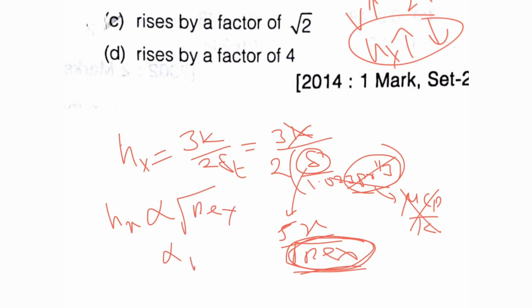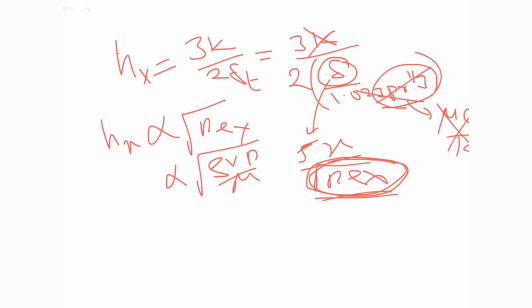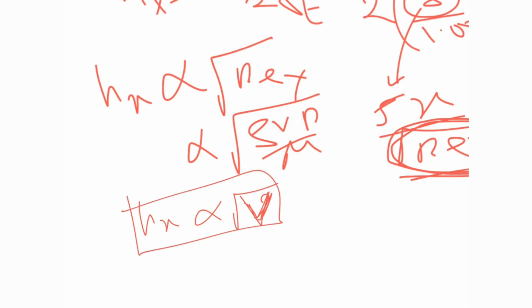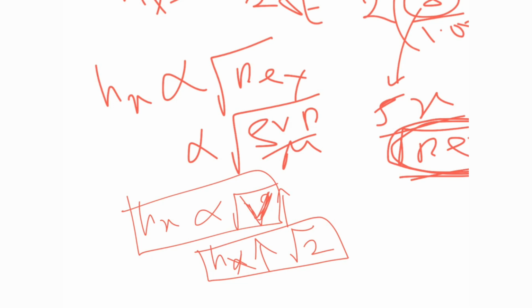And what is Rex? Rex is nothing but rho Vd by mu. Further, Hx is proportional to root over velocity. And in the problem, he is saying that velocity is increasing by 2. Therefore, Hx will increase by root over 2. That is your answer.